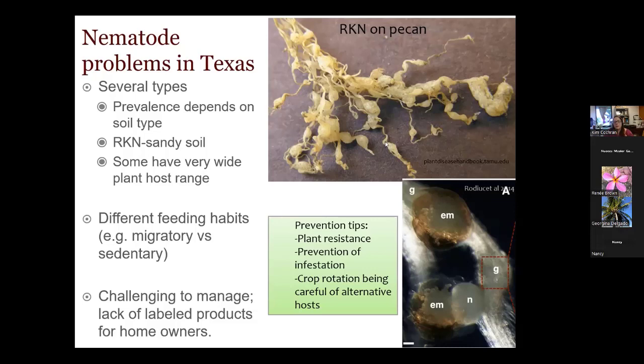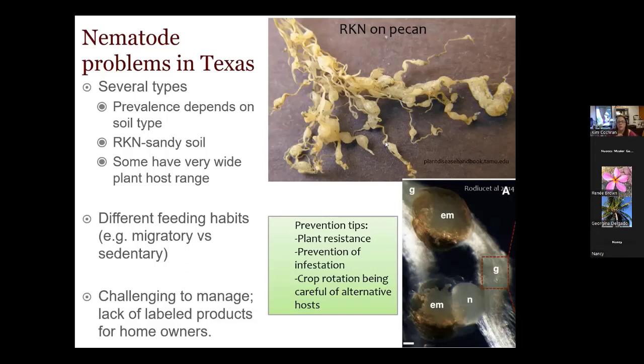So a root knot nematode, in contrast, is a sedentary nematode. Its feeding stage will form a sedentary site, basically, where it forms a little feeding site and stays there forever, or for its life. So that's the difference between migratory and sedentary. So let's think about how their life cycle is going to have a very different impact on the type of damage that's done to the host.